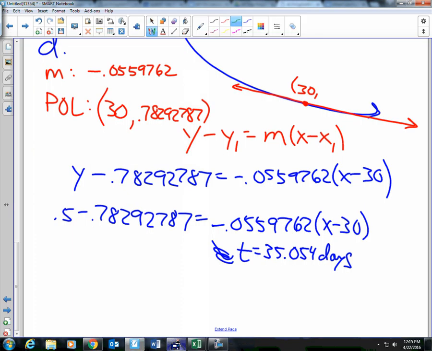So that's worth 4 points. One for coming up with the linearization function. I think they give you a point for coming up with the slope. I'm sorry, 2 points for the linearization function, and then 1 point for your answer, which is 35.054.